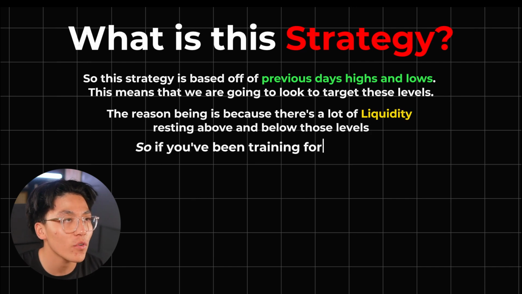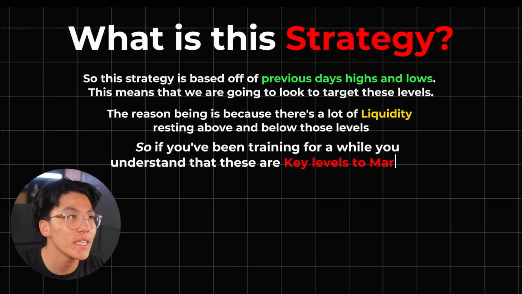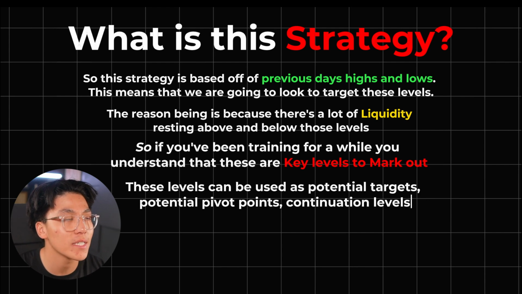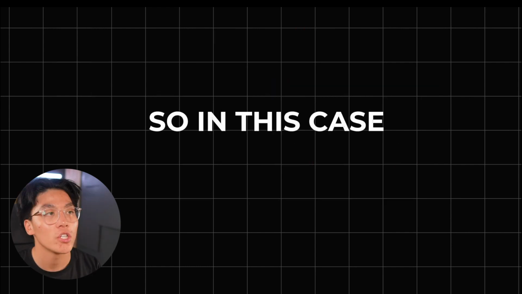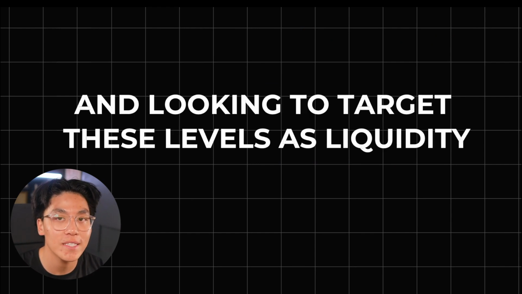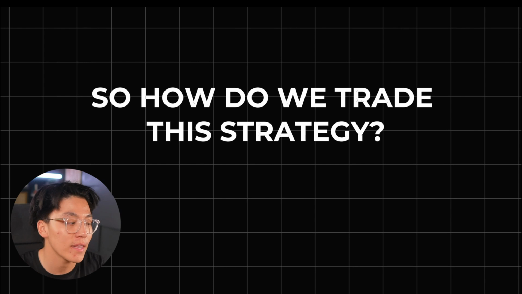If you've been trading for a while, you understand that these are key levels to mark out when you're trading intraday. These levels can be used as potential targets, potential pivot points, continuation levels. What I'm trying to say is that these are very key levels that most traders have marked out on their charts. So in this case, we're going to be using this to our advantage and looking to target these levels as liquidity. So how do we trade this strategy?